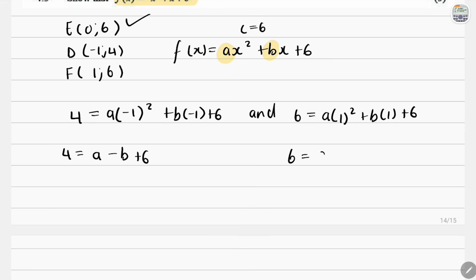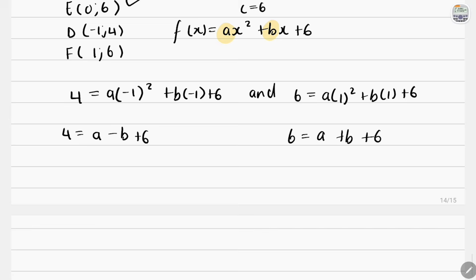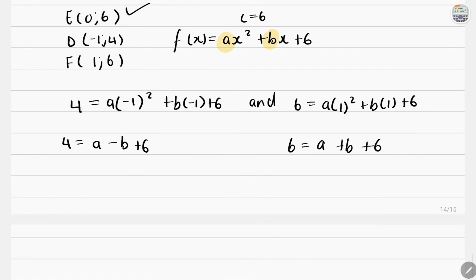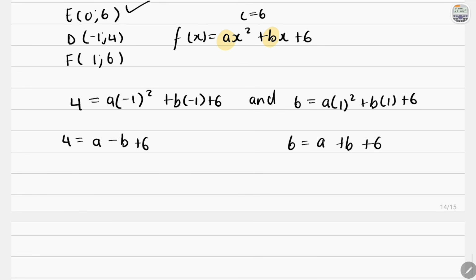This is 6 is equal to a plus b plus 6. Okay, so a or b could be your subject, and it will be perfectly fine. So I'm just going to leave a on this side and then transpose everything. So this is 4 minus 6, which is -2, and then take the b over, so it's positive b minus 2, okay, is equal to a.